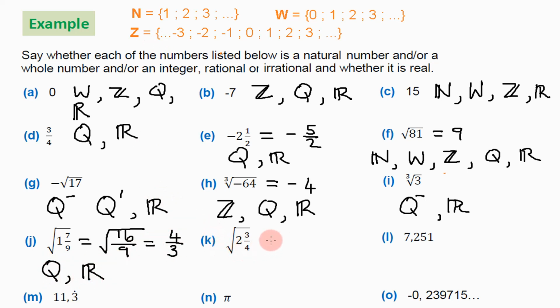In K, we can do the same. We can write this mixed number as an improper fraction. So this is 11/4.